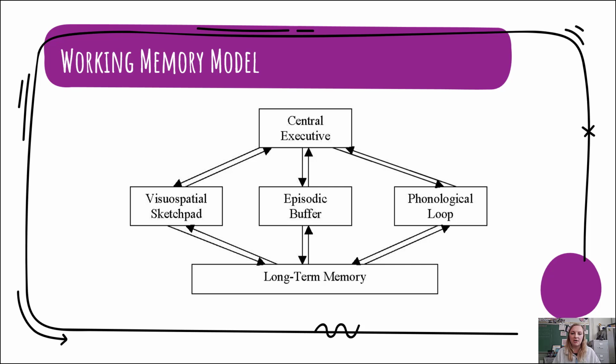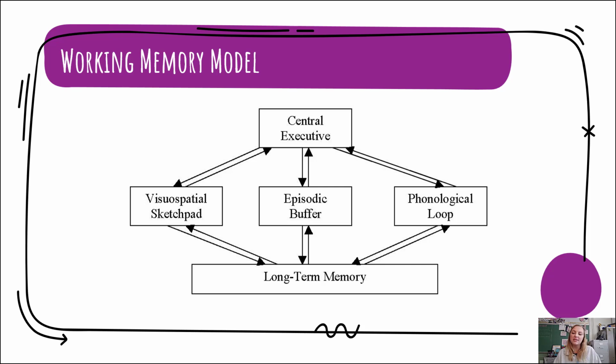The working memory model states that working memory is made up of 4 different components. The first is the central executive. The central executive acts as the CEO of our attention. This system controls and manages our attention and coordinates the use of all of the other components of working memory. The central executive then controls the other 3 systems.